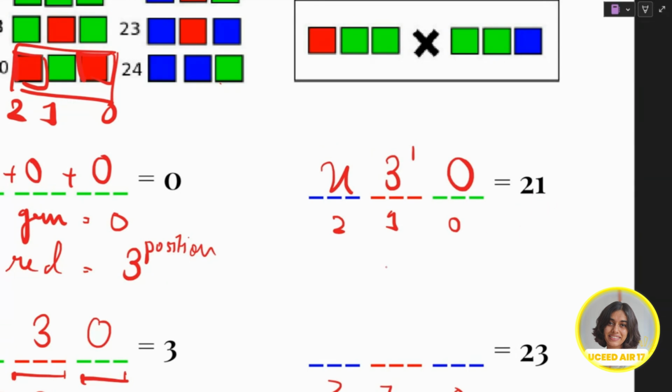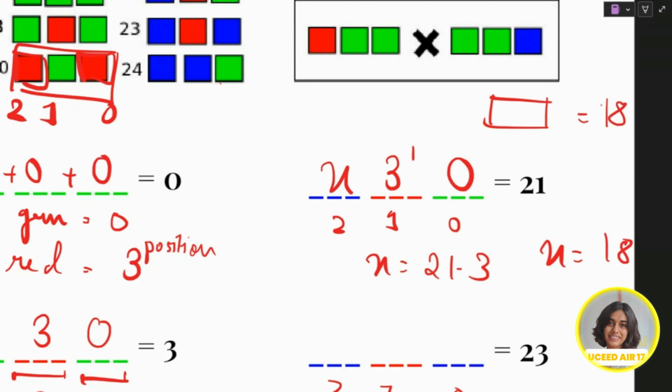So I can do X is equal to 21 minus 3, which is 18. Now I have to find some calculation which will give me the answer as 18. One thing we can do is again put 3 into its position, that is 3 raised to 2. We can do this for the blue box, but again, if we add that up, that doesn't make sense.